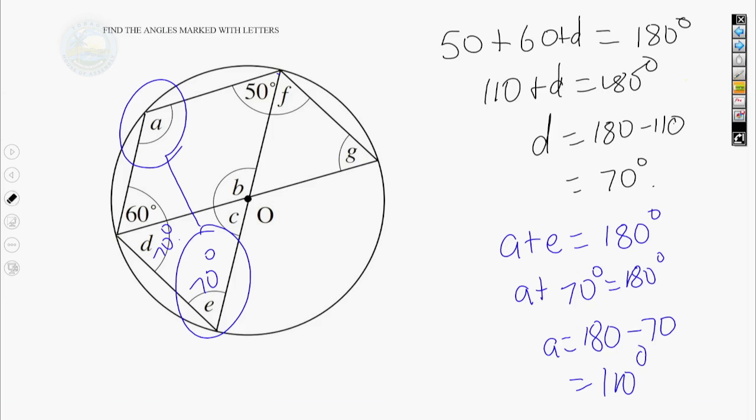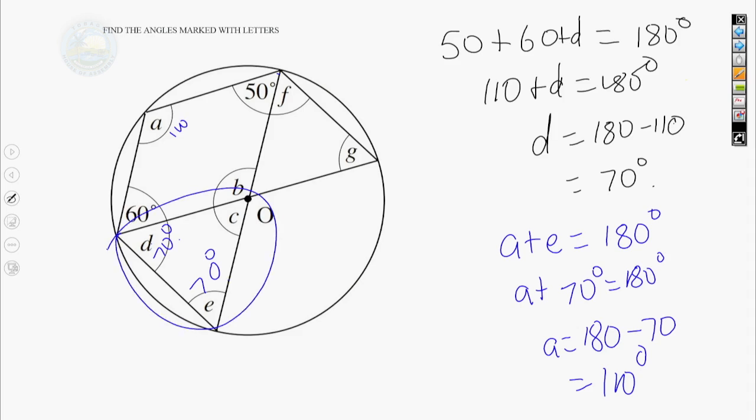We're making progress. So let's continue. So here is 70. Here is 110. Is there any other shape that we can see? But of course, we can find C. Because if here is 70 and here is 70, and we already know that this is an isosceles triangle, it means that C must be the remaining from the 180 degrees. 70 and 70 is 140, and 180 take away 140 will give us that this angle here is 40 degrees.